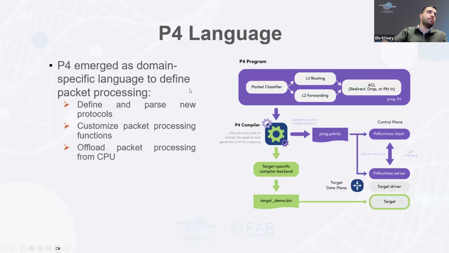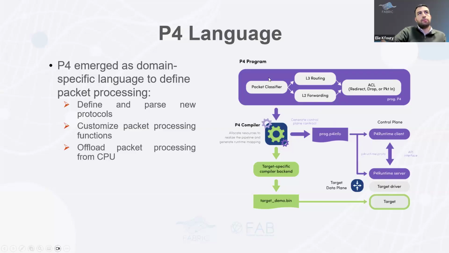And for those of you who are not familiar with P4, P4 is a domain-specific language to define packet processing. So you'll be able to define and parse new custom headers or existing headers. You can define what actions you want to take on packets, right? So if you want to do some custom algorithm implemented at the fast path in the data plane, you can use P4 to do that. And usually you do it to offload some processing of the packets from the general purpose CPUs.